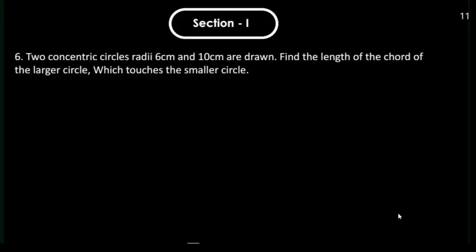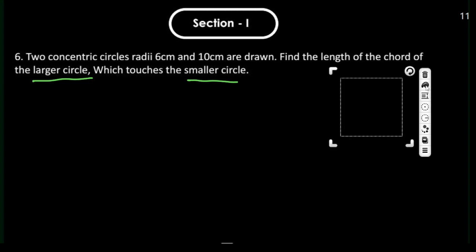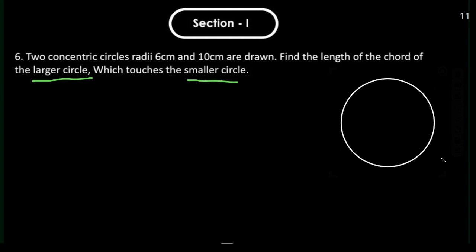Concentric circles of radii 6 cm and 4 cm are drawn. Find the length of the chord of the larger circle which touches the smaller circle. So its arrangement will be like this. Consider a large circle, okay, and I'm again taking another circle with a smaller radius.